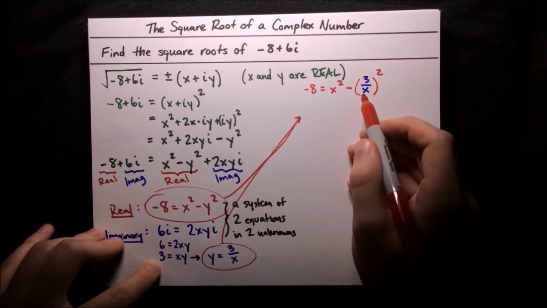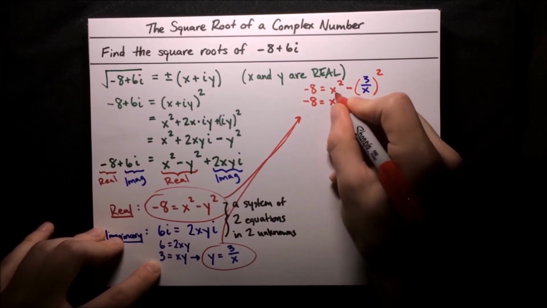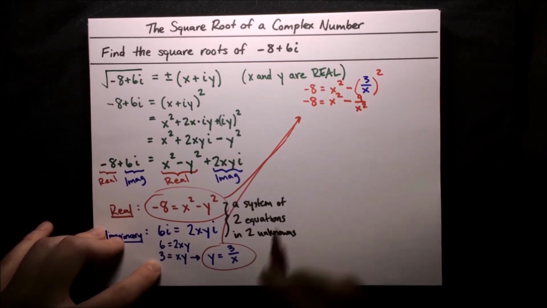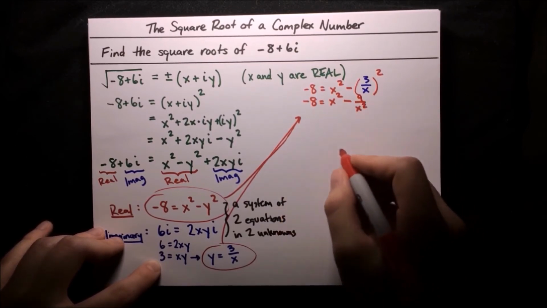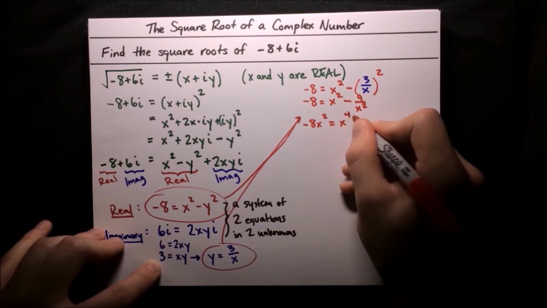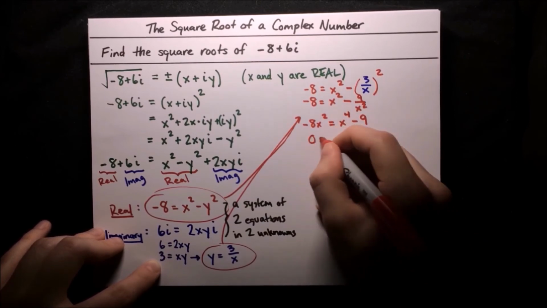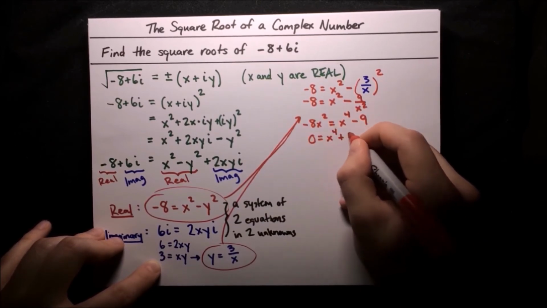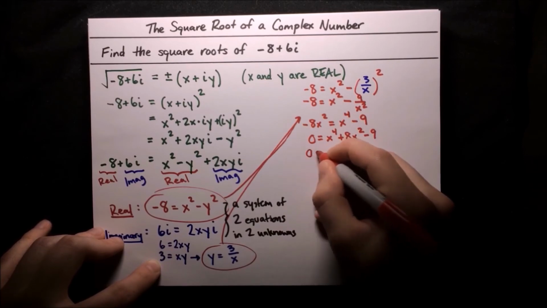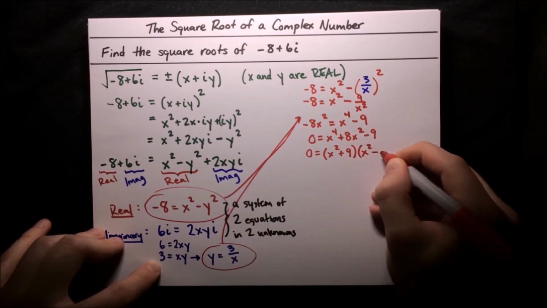And now it's just up to us to solve this equation for x. Let's just simplify first. -8 equals x squared minus 3 squared is 9, and then over x squared. To get the x squared out of the denominator, we can multiply both sides by x squared and get -8x squared is equal to x to the 4th minus 9. And now we can move all the terms to one side. How about let's get 0 equals x to the 4th plus 8x squared minus 9. And hey, we can factor that nicely. That becomes 0 equals x squared plus 9 times x squared minus 1.